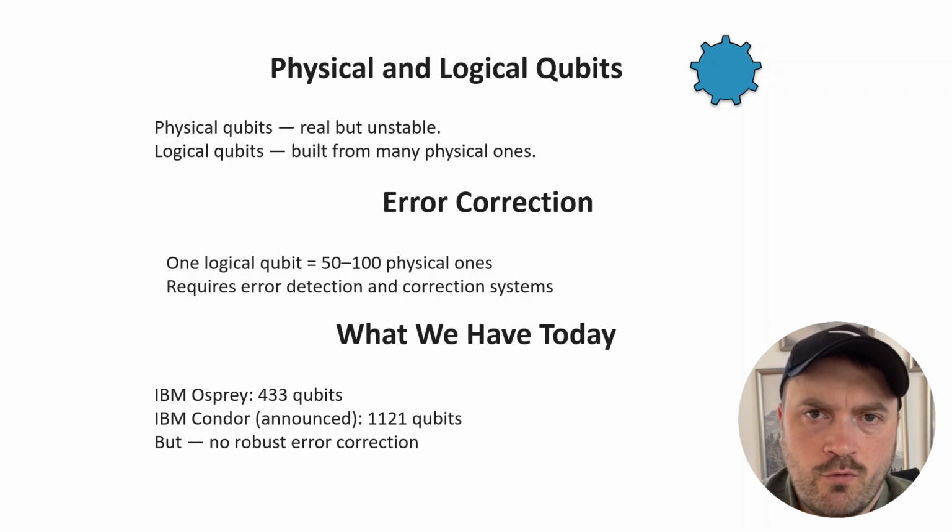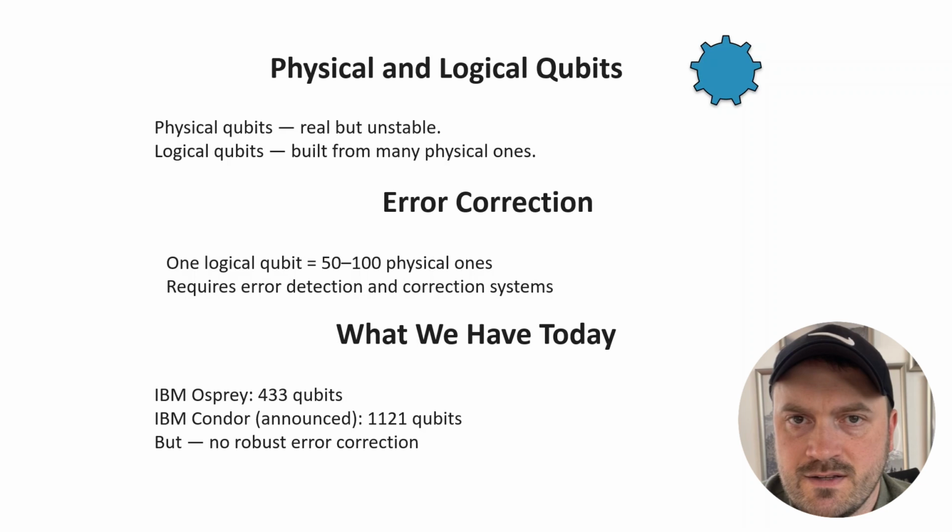Now let's talk about what physical and logical qubits are. When people say that a quantum computer has, for example, 100 or 1000 qubits, these are physical qubits. These are real physical particles or elements that scientists can isolate and use as a unit of quantum information.